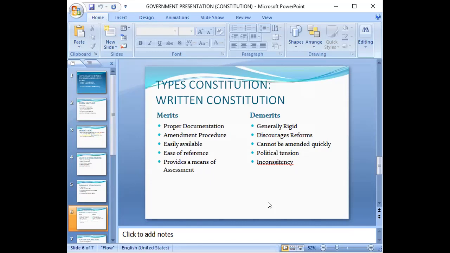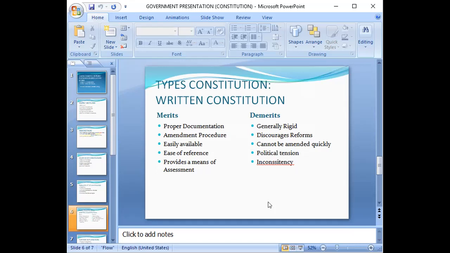So then political tension. And what do you mean by political tension as demerits? So what we mean here is that it has a tendency to cause political tension because when you've written it down and it doesn't favor a particular set of people, they are agitated, they are dissatisfied, and they may not take it easy on the country.